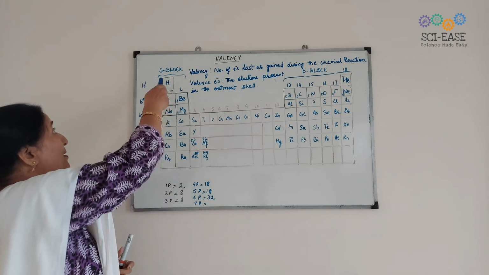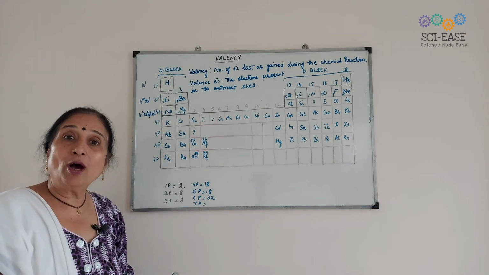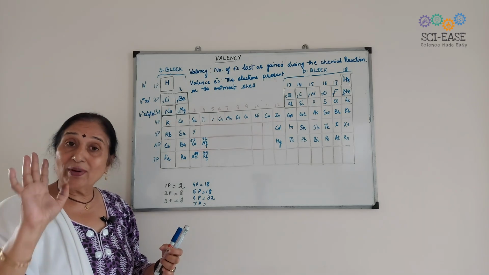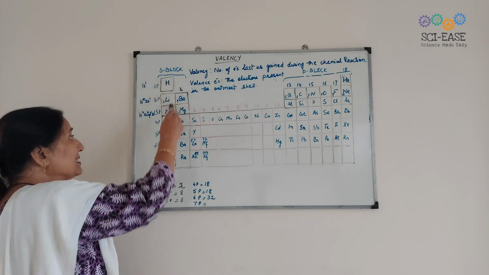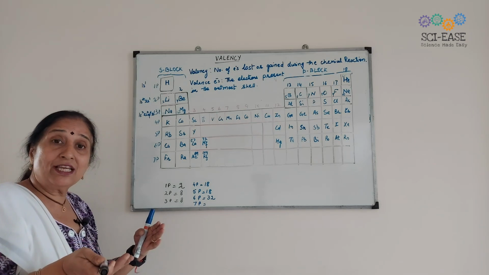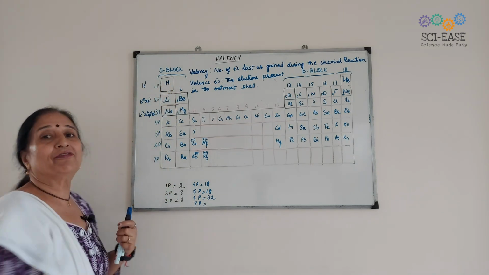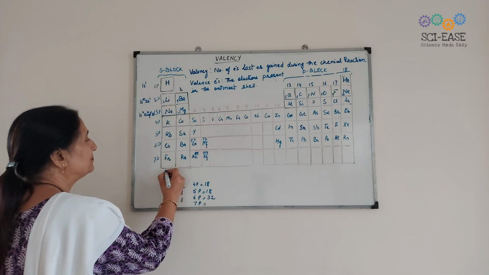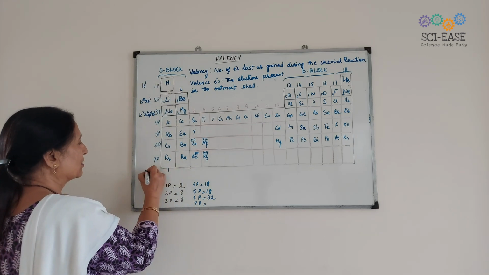So all the elements present in the first group will have one valence electron. That is a very important thing. All these elements, the group number, can tell us about the valency also. Here all elements present in the first group have one valence electron.